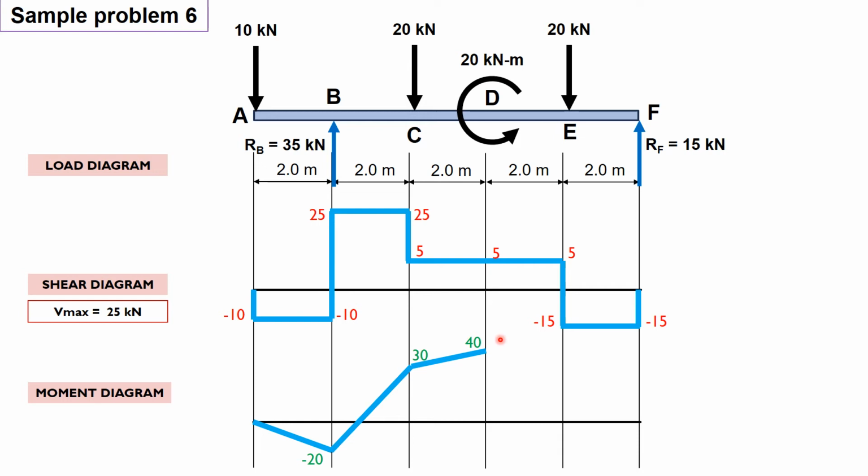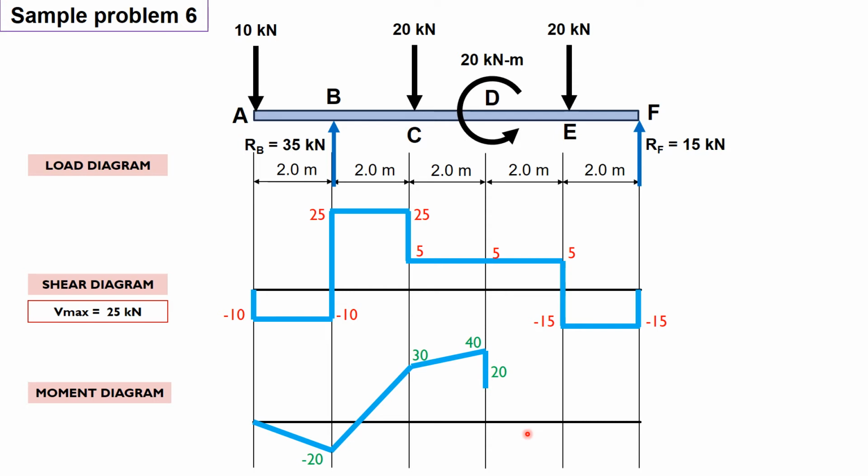So dahil you are going to subtract this, dahil counterclockwise yan, you will draw a line here sa tapat ng D na downward. So this represents the negative couple of 20. So 40, baba ka ng 20. Kaya itong ordinate na ito ay 20.